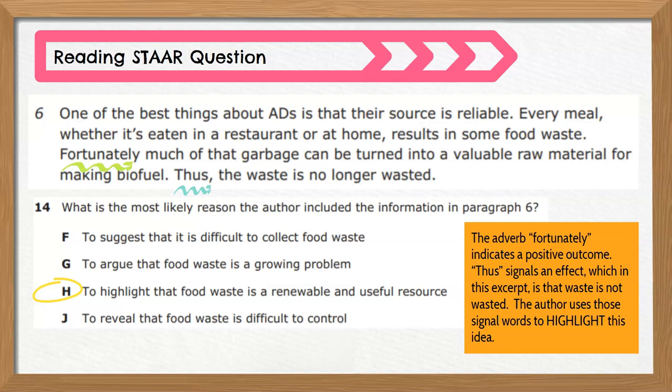If we look at our conjunctive adverb fortunately, we know immediately that there is positive information. Our next adverb, thus, indicates a result will follow. The waste is no longer wasted is a positive result. And we can see that the correct answer, H, to highlight that food waste is a renewable and useful resource, is the only positive result listed as a choice. Noticing and understanding these words will make you a better reader. In turn, you can use them in your writing to make you a better writer. Your audience will appreciate you.